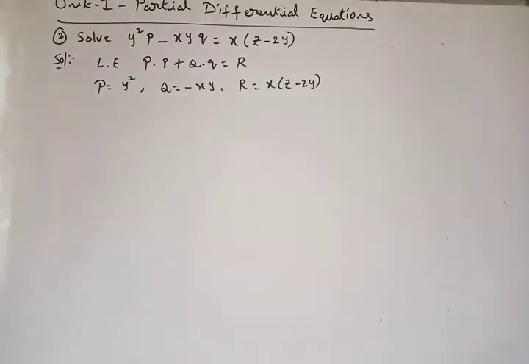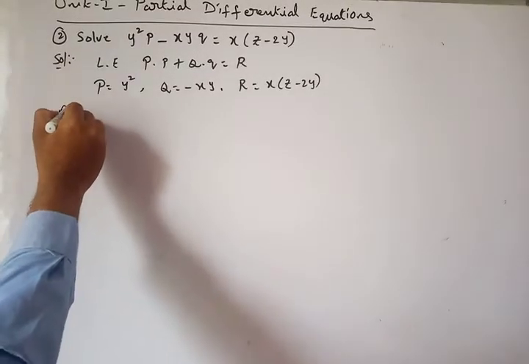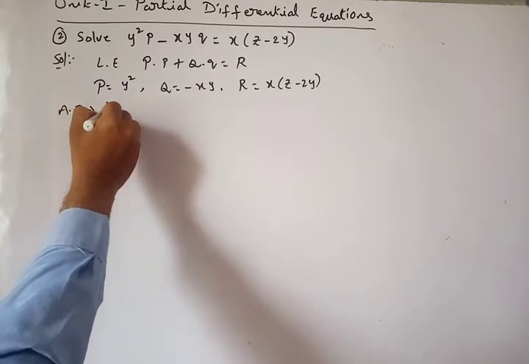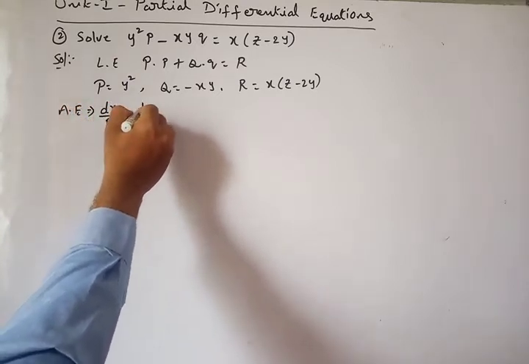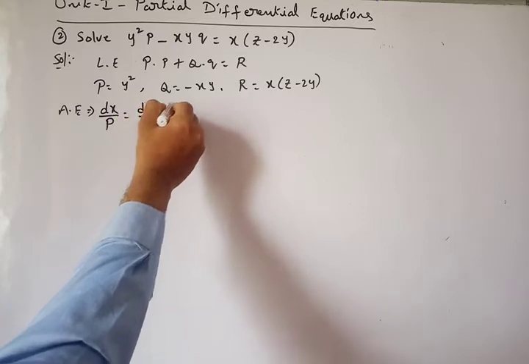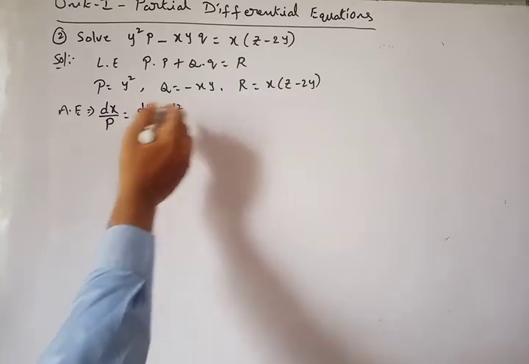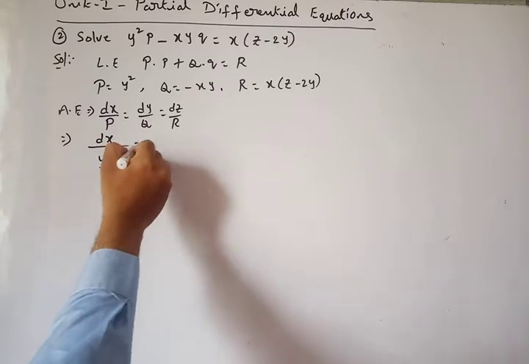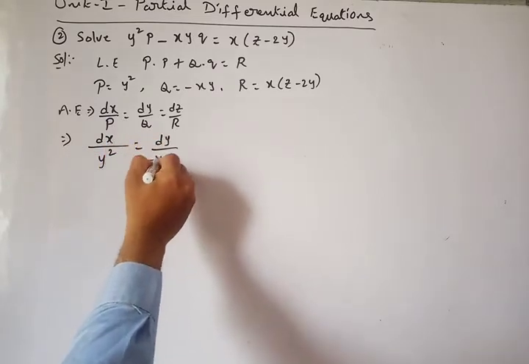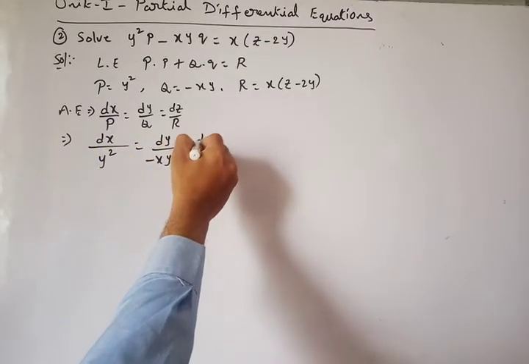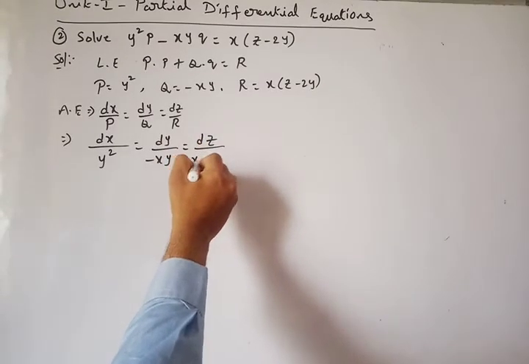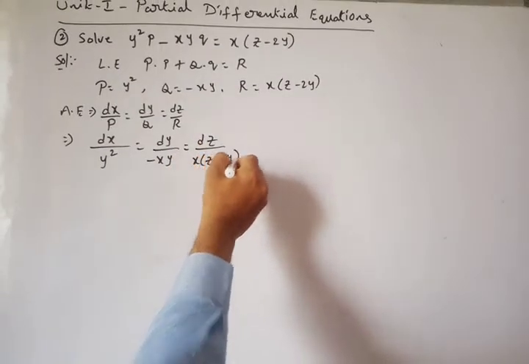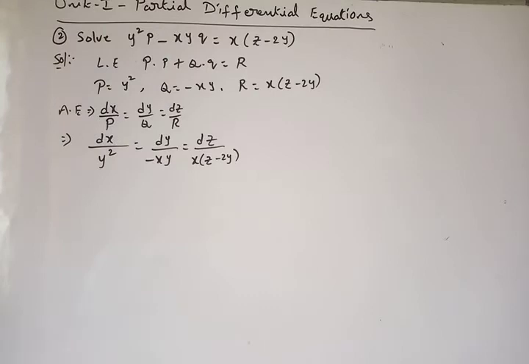Now what we have to do here? First of all, the auxiliary equations. What is our auxiliary equation? dx by capital P is equal to dy by capital Q is equal to dz by capital R. That means dx by y square, dy by minus xy, dz by x into z minus 2y. Correct? Now you need to take any two equations and integrate for C1 and C2, right?